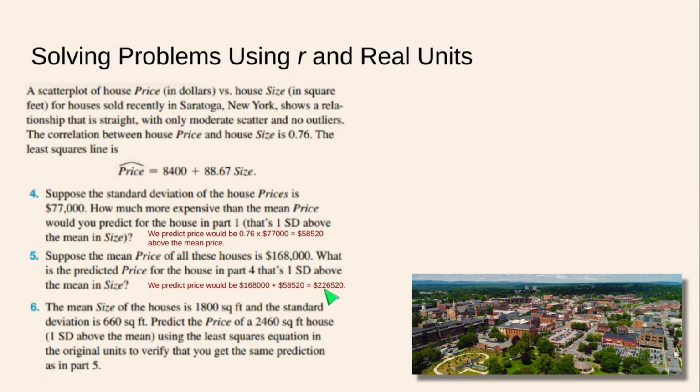And in fact, we do. We predict the price would be 8,400 plus 88.67 times the number we substituted, which is 1 standard deviation above the mean house size of 1,800 square feet. And we get that, which is frighteningly close to that. That little discrepancy is probably due to the fact that these values are rounded, so it's not going to be perfect. But if we're only off by what, $8.20, that's not bad. Definitely not.